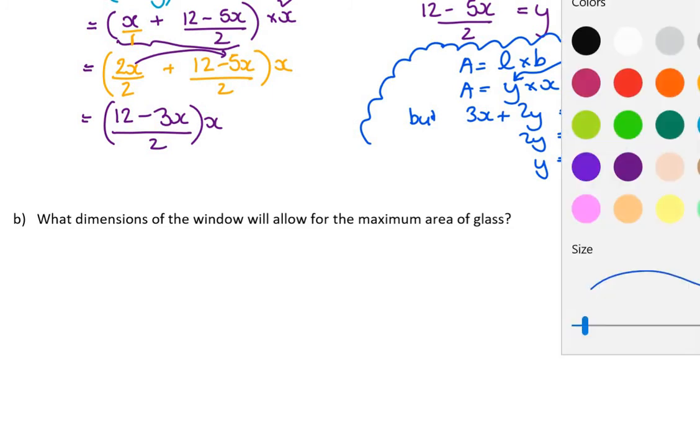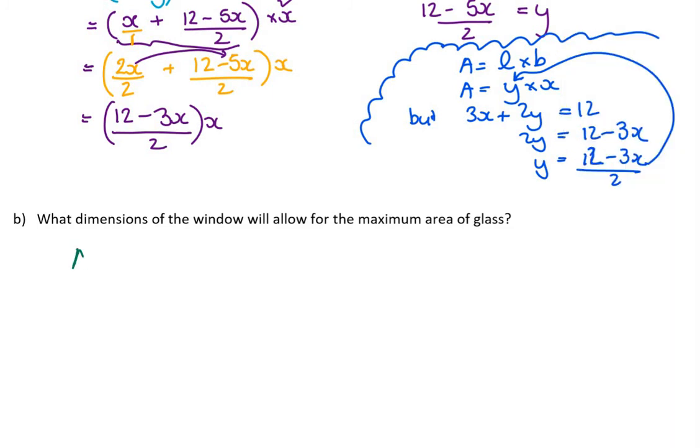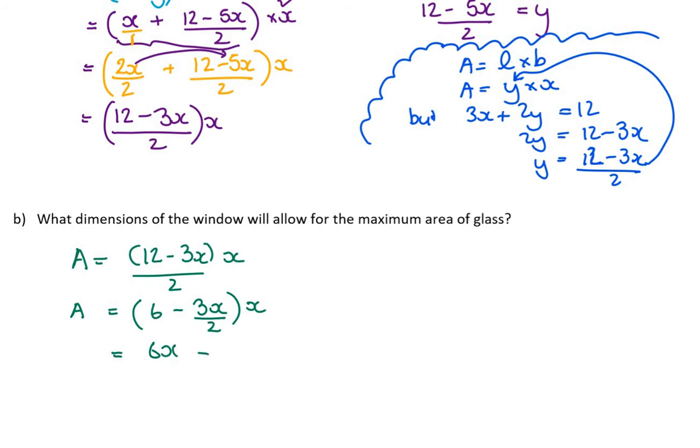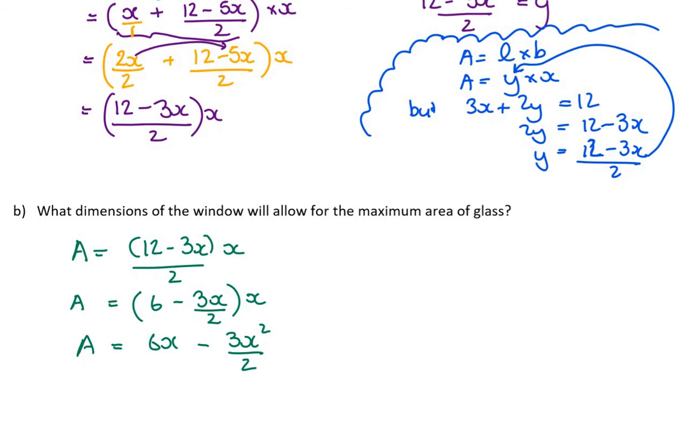Okay, so now the question says, what dimensions of the window will allow for the maximum area of the glass? Well, I don't really care what this graph looks like. I'm not even going to think about it, because I know that maximums or minimums, I should say maxima or minima, occur at a stationary point. So basically I just need to multiply this out. So this is actually 12 divided by 2 is 6 minus 3x over 2. So if I just divide each term by 2 separately and then multiply out, I get 6x minus 3x squared over 2, and that's a formula for my area.